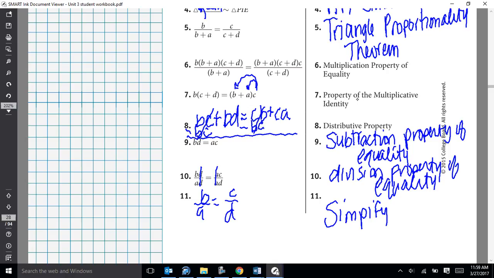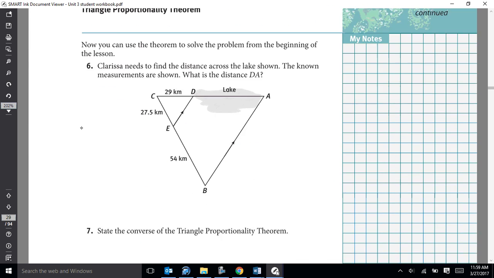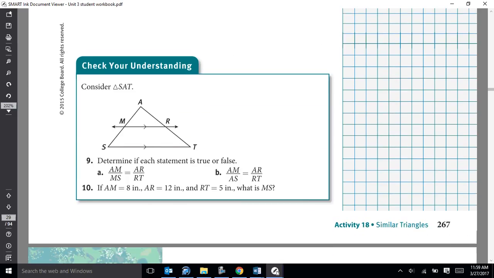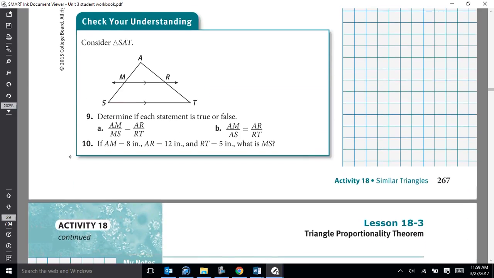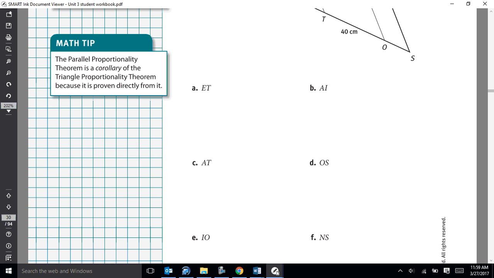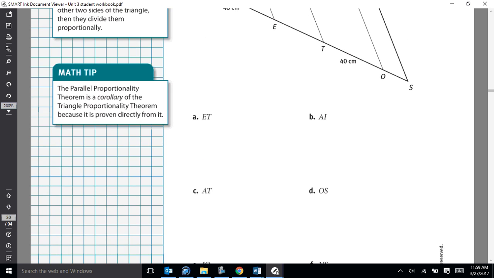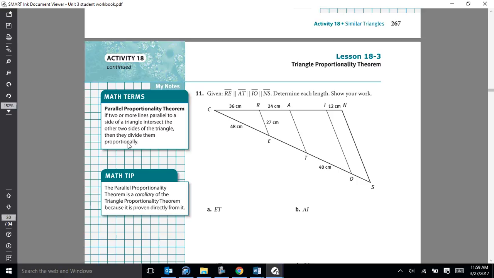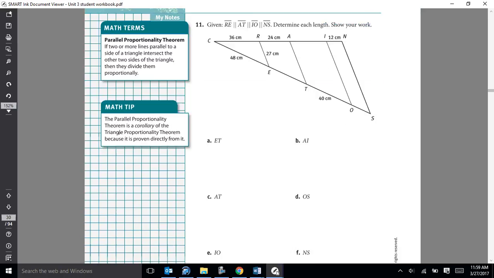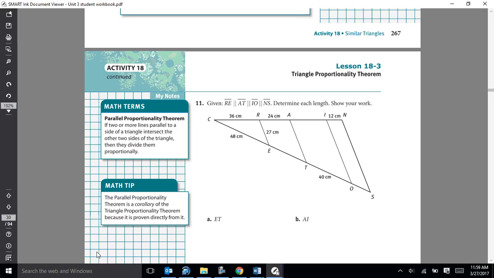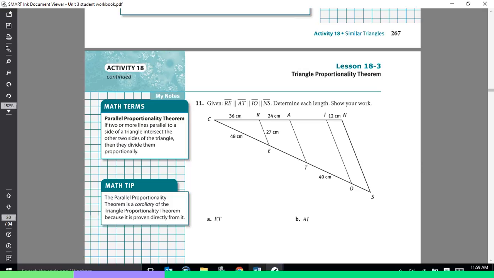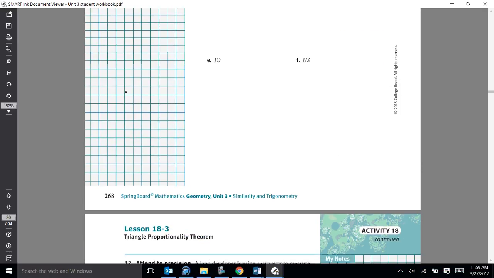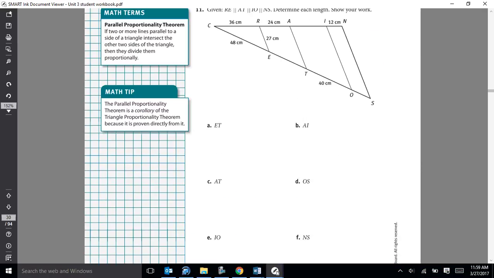All right, so let me get your homework here. Let's just do number 11, A through F, all six parts. Oh, 10, I'm sorry, 11. So page 268, number 11, A through F.